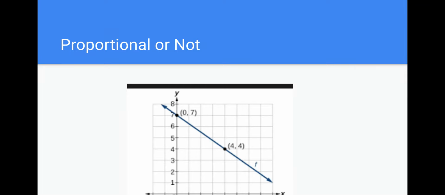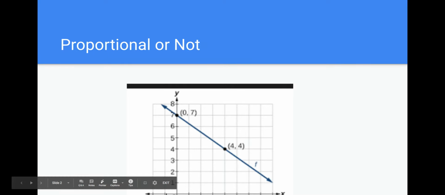If you said non-proportional, you're absolutely correct, because when I look at this graph, it does not start at 0, and it starts at +7. And although it does have a constant rate of change, it has to start at 0 to be completely proportional.